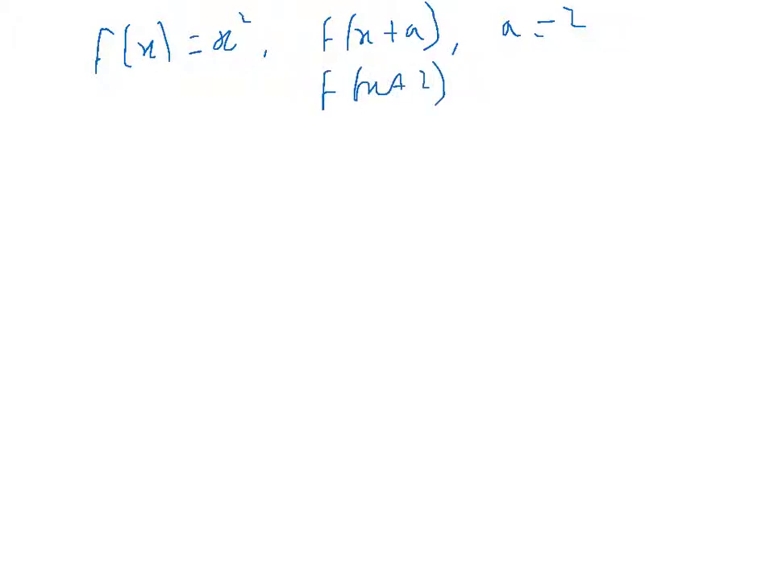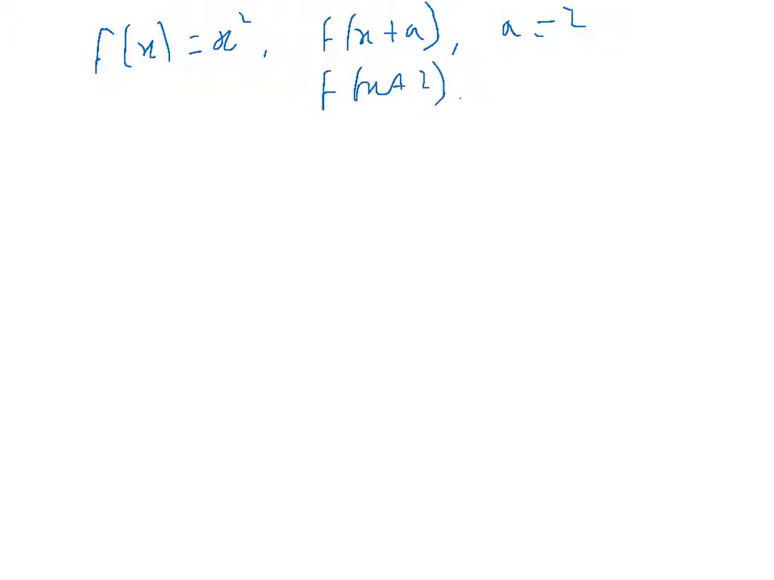Let's now look at our x transformations then. So, original graph again, f of x equals x squared. And let's look at the first rule, f of x plus a. And we said that a equals 2, just for this example. So f of x plus 2.